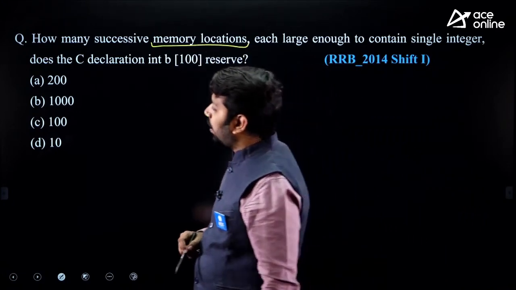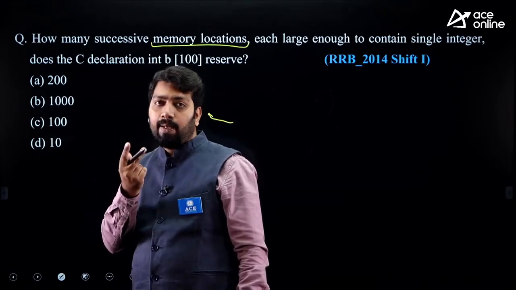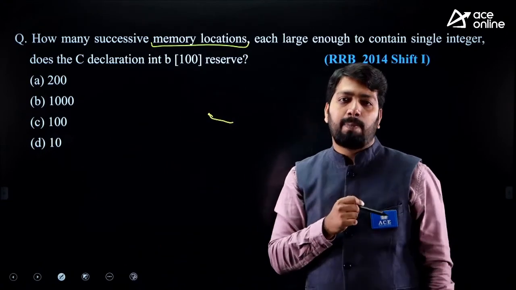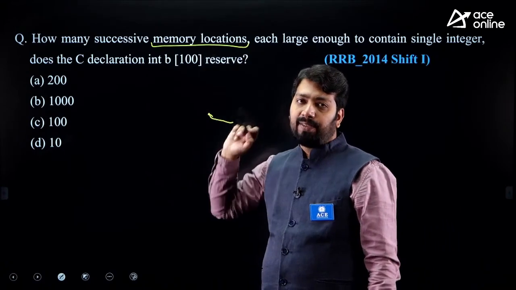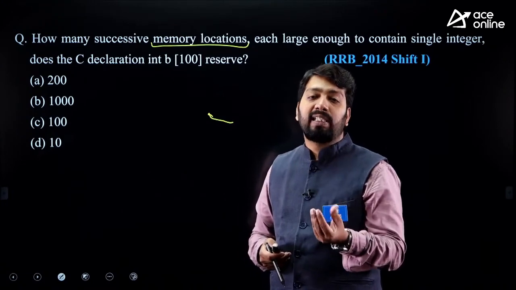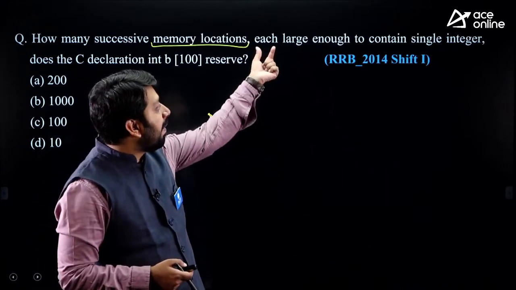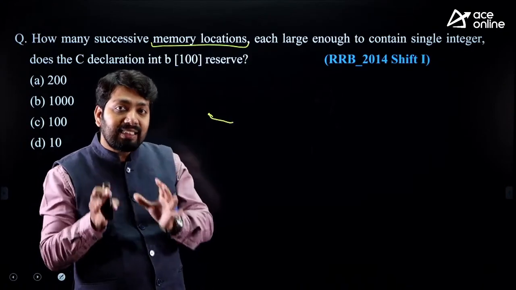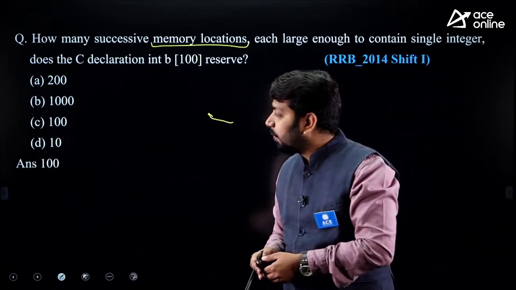Fine. So now you might be thinking, sir, the answer should be 200 because many times on a 16-bit compiler, my integer size is 2. So the answer should be 100 multiplied by 2, that is 200 bytes. No. It is not asking about the size of the array. It is asking how many memory locations, successive memory locations, that means contiguous memory locations. And it is saying that each memory location is large enough to store an integer. That means it is just asking about the memory locations, not the size of the location. So the answer should be 100.